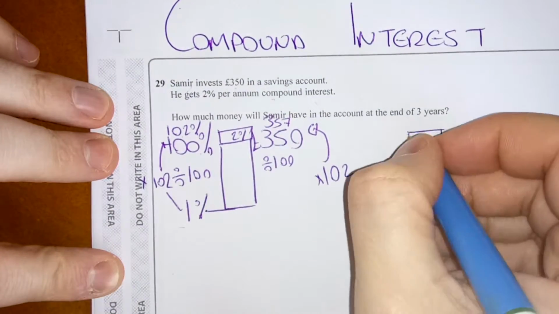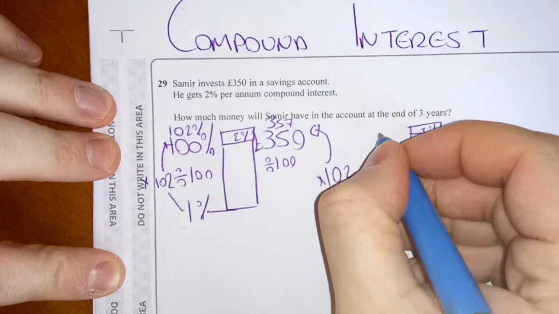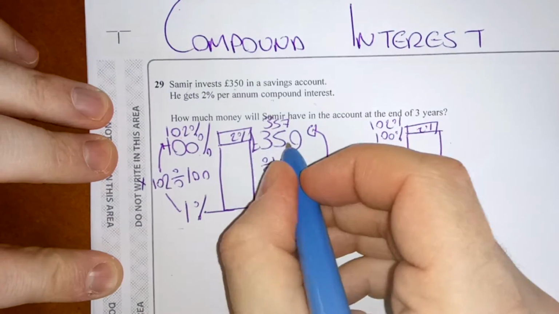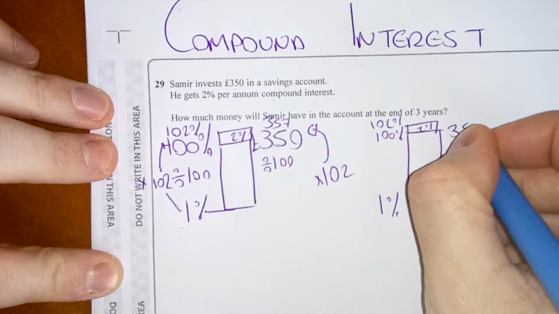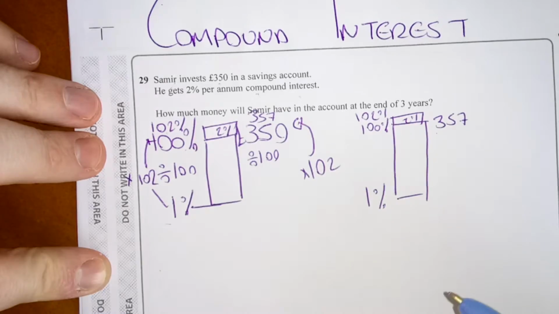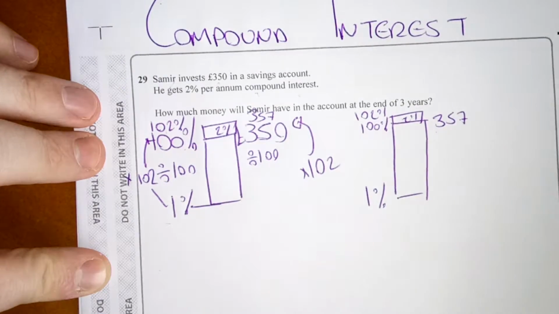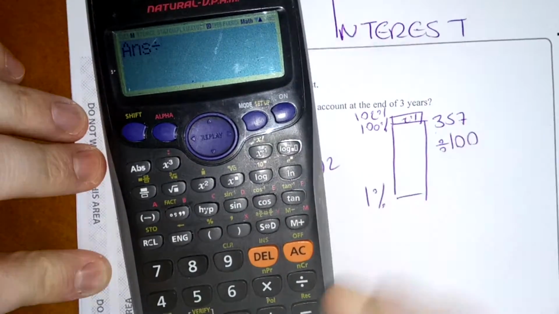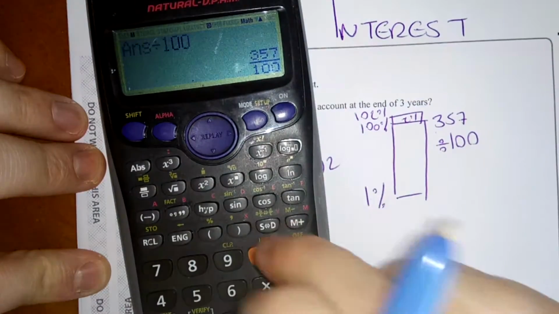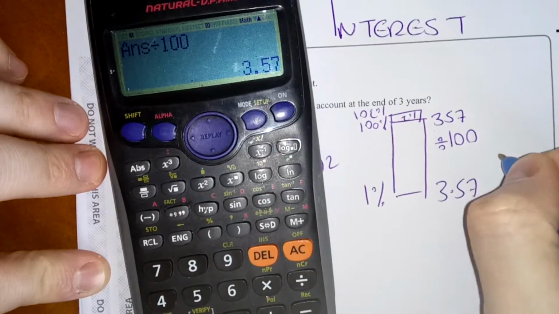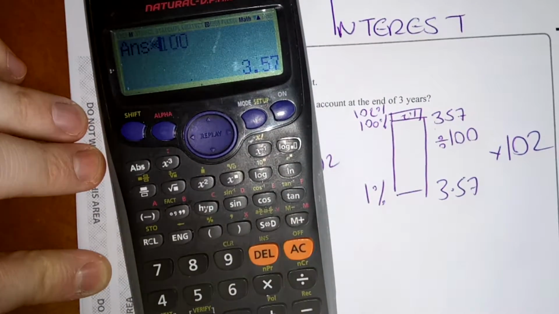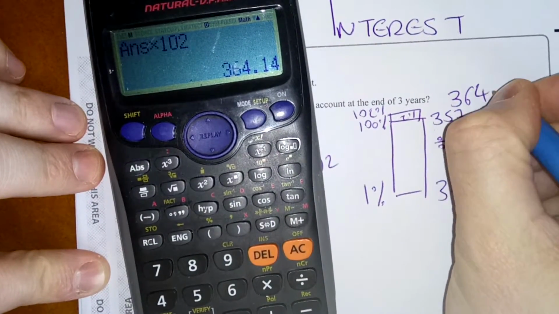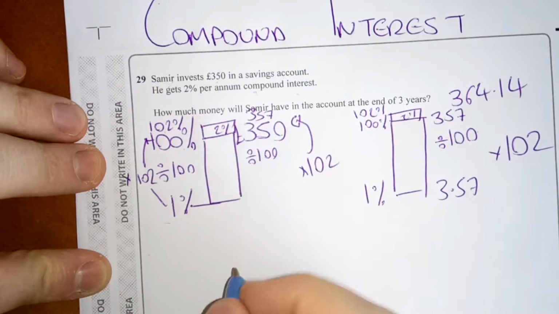Year two, it's exactly the same thing, 2%, 100%, 1%, 102%, but we haven't got 350 in the bank account, we've got 357. And that's because your interest has actually made it a little bit more. We do exactly the same thing. We do 357, divide it by 100 to get what 1% is, and then times it by 102 to work out what 102% is, which is 364.14.